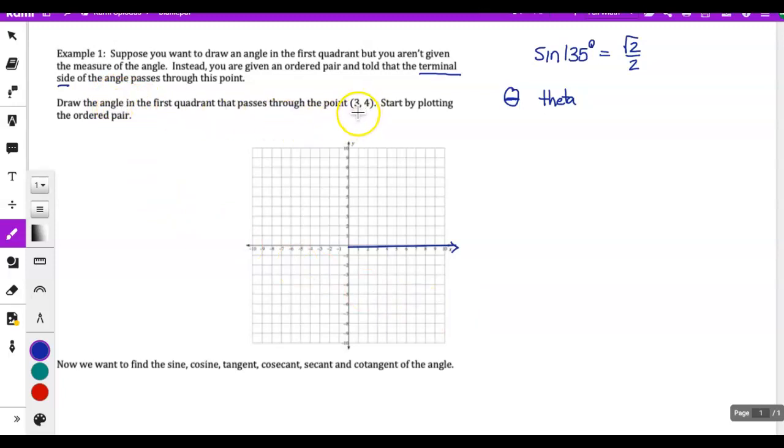In this case, we want the terminal side to pass through the point 3, 4. So if I plot the point 3, 4, just like you would have done in a pre-algebra class, I go over 3, I go up 4, and I plot that point. Then it's saying draw the terminal side of the angle so that it passes through that point. It doesn't matter how long you draw these rays for the angle. It doesn't change the angle.